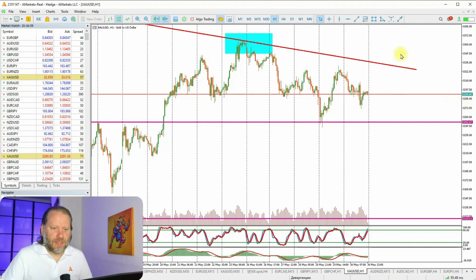Look, there was a resistance line. Price came to that level and exactly bounced off that line. This confirms the validity of resistance and support lines. I've been trading on them for years.